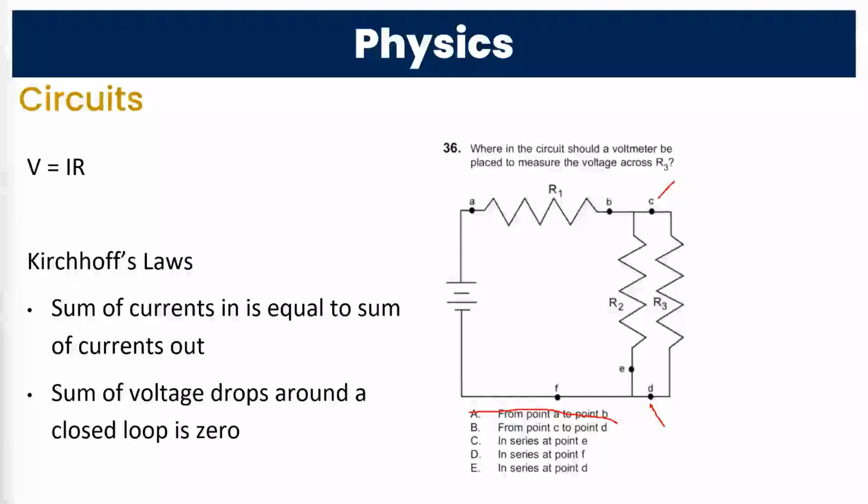In series at point E, that doesn't isolate jack squat. So all those, it's series, and series. That's not going to do anything because it doesn't isolate your device. So yeah, from point C to point D. So you're seeing that a lot of these questions you're going to run into are not complicated, they just require you to know a few basic rules. You're not going to see a ton of math that you actually have to do full out.